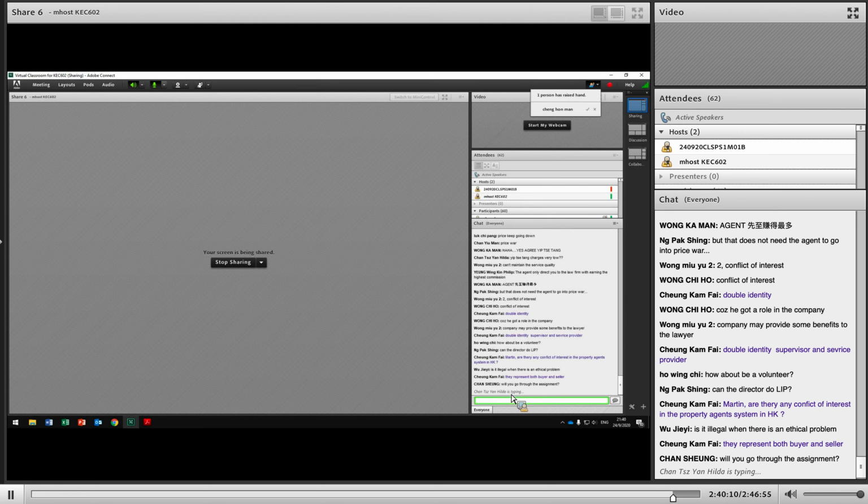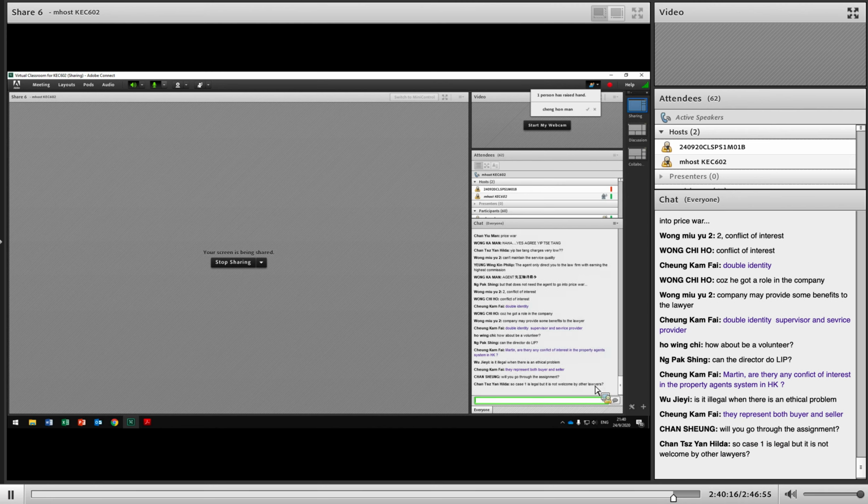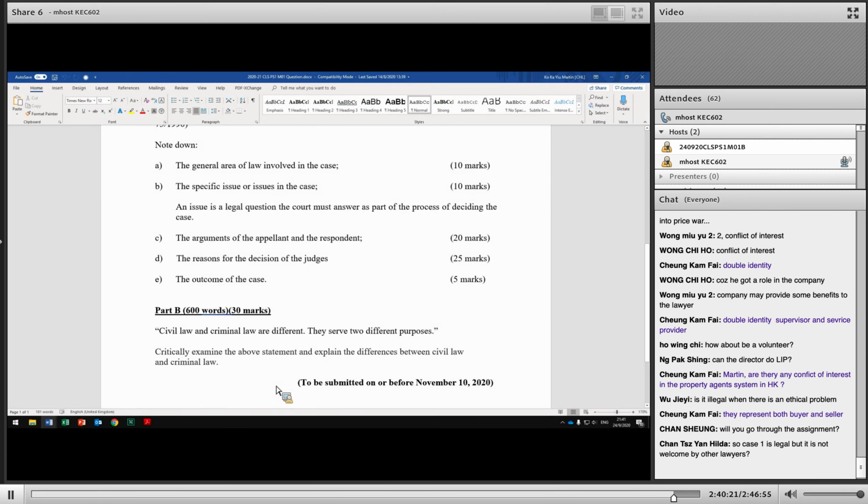There's something I think I will do in the next lesson. Sorry, we don't have enough time in this lesson, so I will do it in the next lesson. But some students ask me, so very briefly, civil law and criminal law are different. They serve two different purposes. As we have mentioned before, the main purpose of criminal law is punishment and also deterrent. 懲罰同埋阻嚇 deterrent. If someone is punished, other people dare not commit the same offense. It's called punishment and also deterrent.